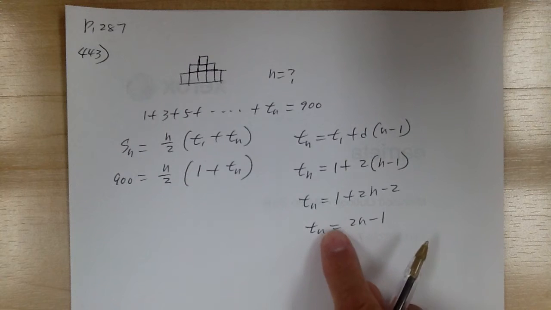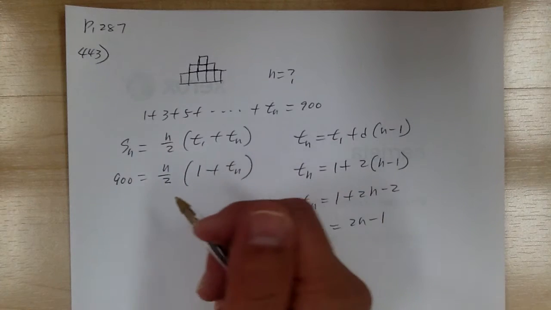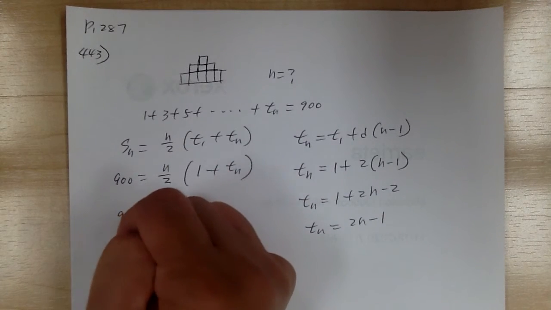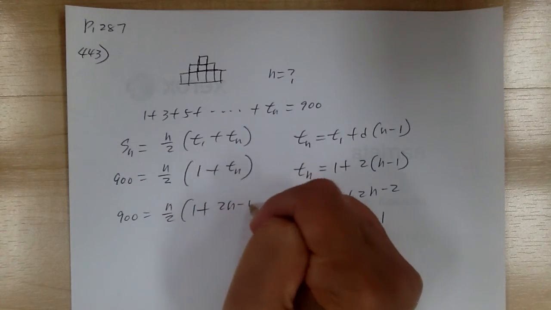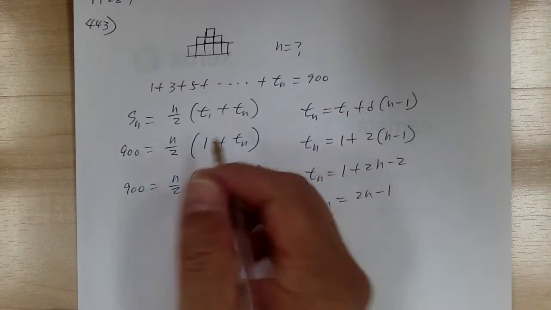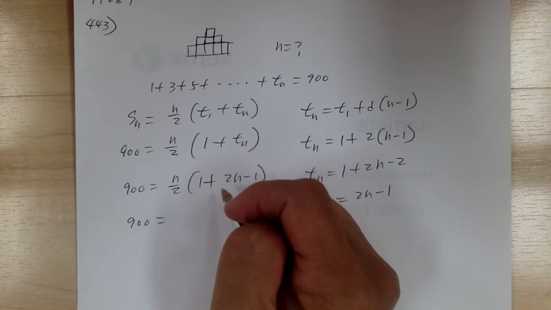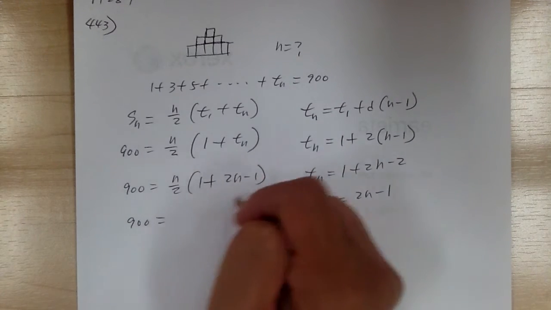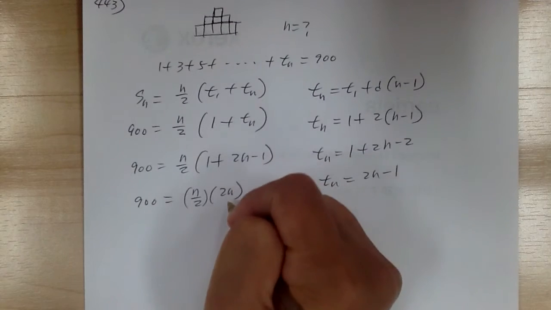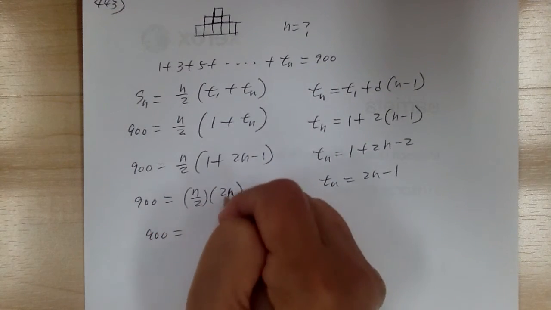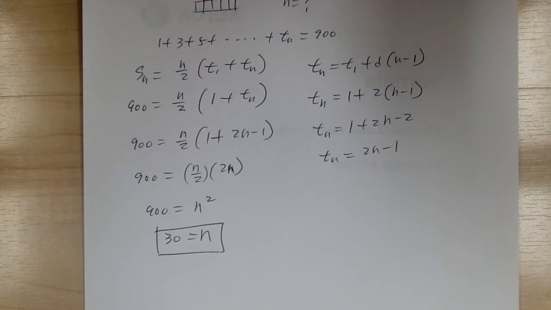Okay, so once we find tn, we can substitute into here, and then we have only one variable, then we can solve. Okay, so you got 900 equal to n over 2 times 1 plus, substitute this into here, 2n minus 1. Okay, so 900 equal to, this cancels out, so you end up with n over 2 times 2n. So 900 equal to, 2 cancel, so it be n squared. So n equal to 30. Okay.